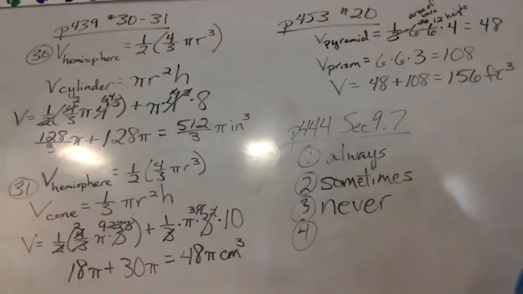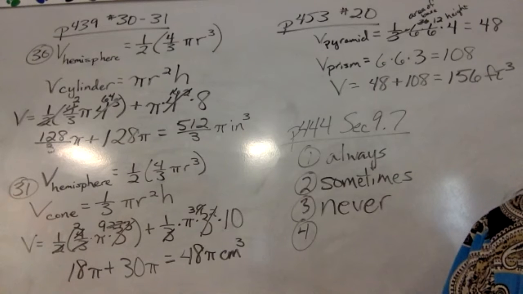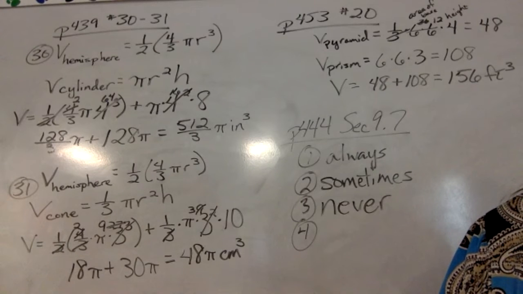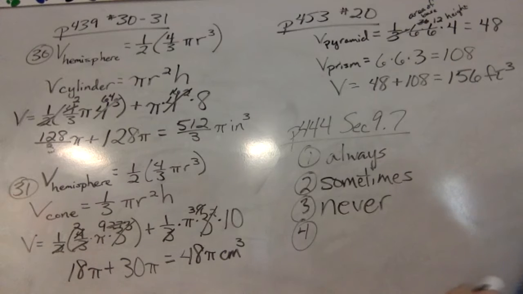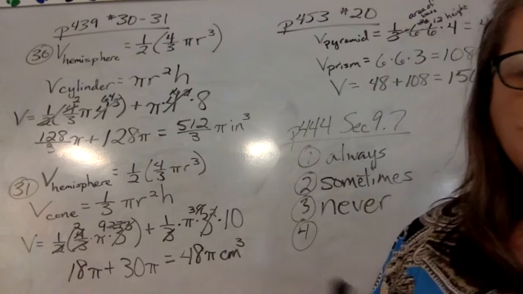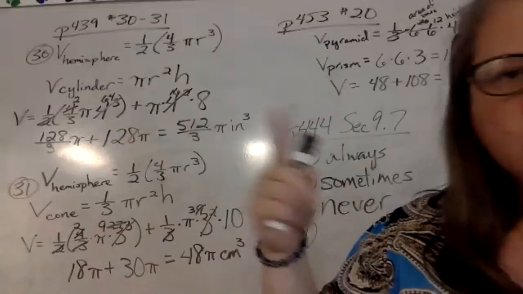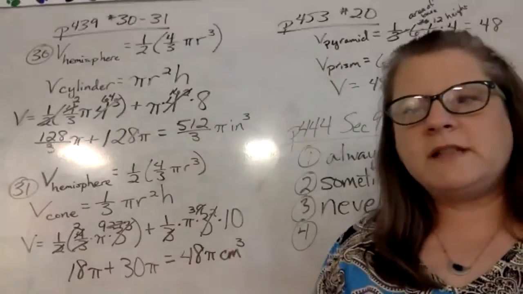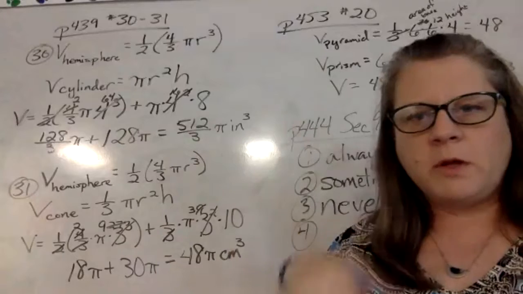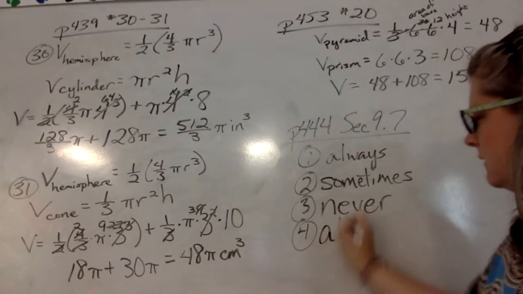And then on number 4, it says lines of longitude intersect each other. Now the longitudinal lines, remember it said they all pass through the north and south poles. So if they all pass through the North Pole and South Pole, are they all going to meet at the North Pole and South Pole? Yeah. Always.